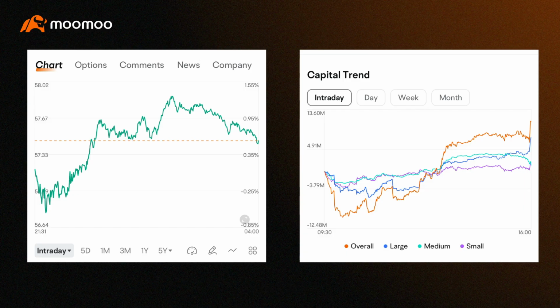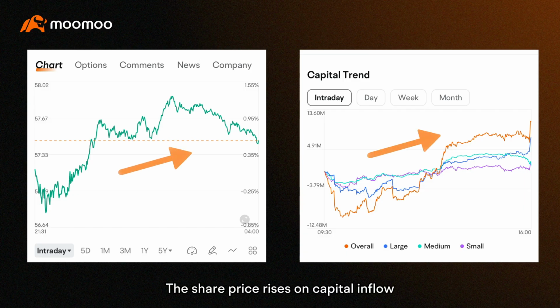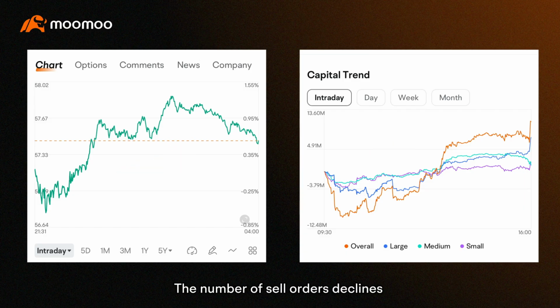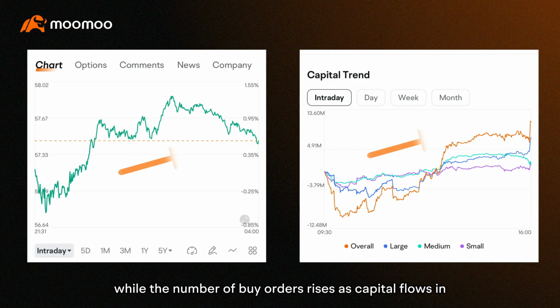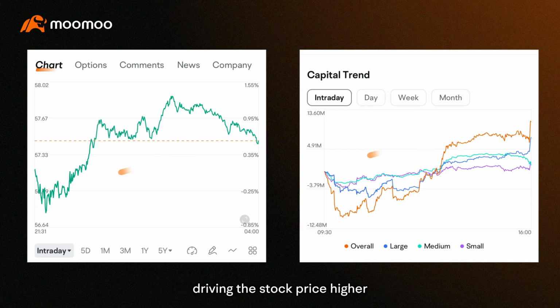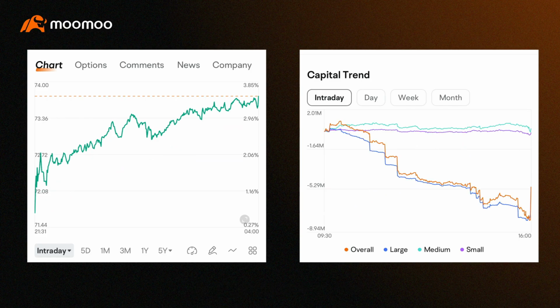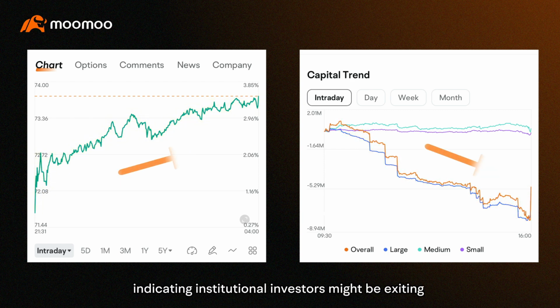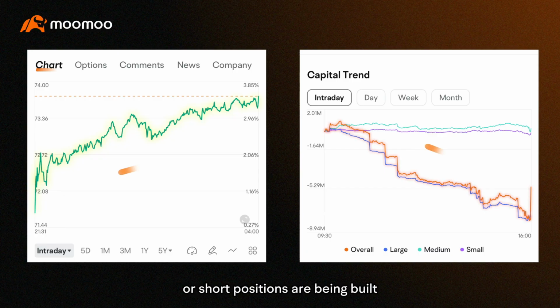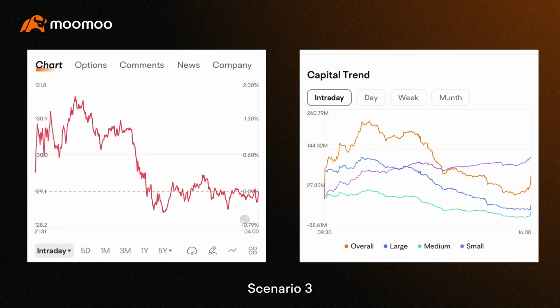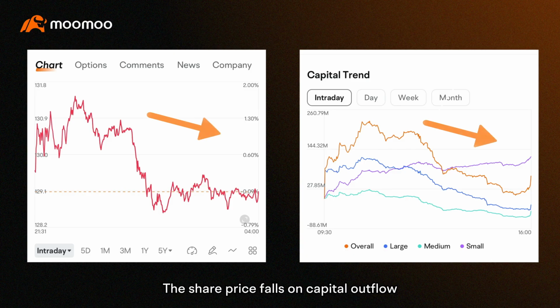Scenario 1. The share price rises on capital inflow. The number of sell orders declines while the number of buy orders rises as capital flows in, driving the stock price higher. Scenario 2. The share price rises as capital flows out, indicating institutional investors might be exiting or short positions are being built.